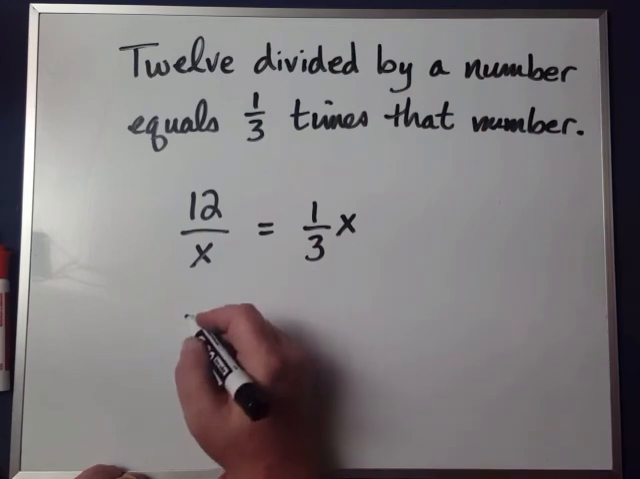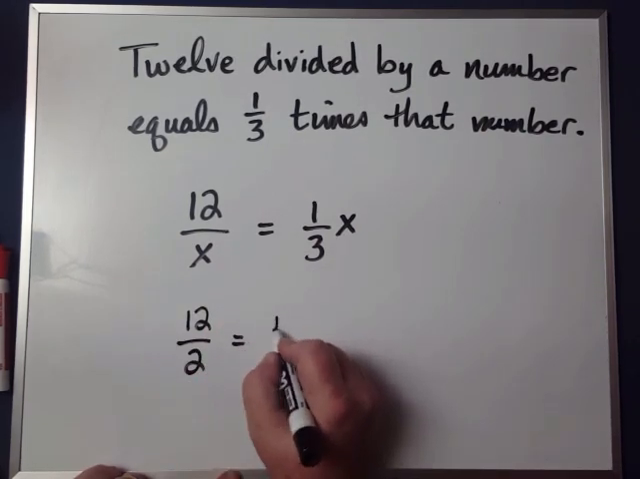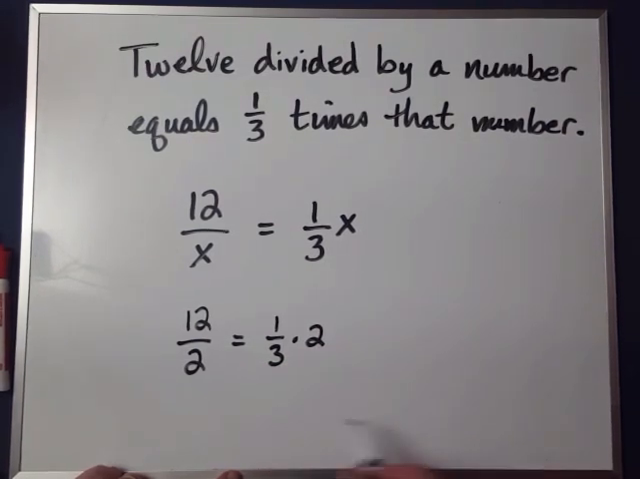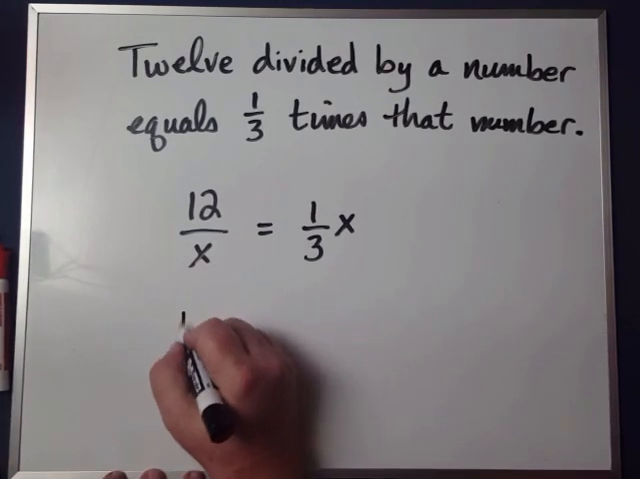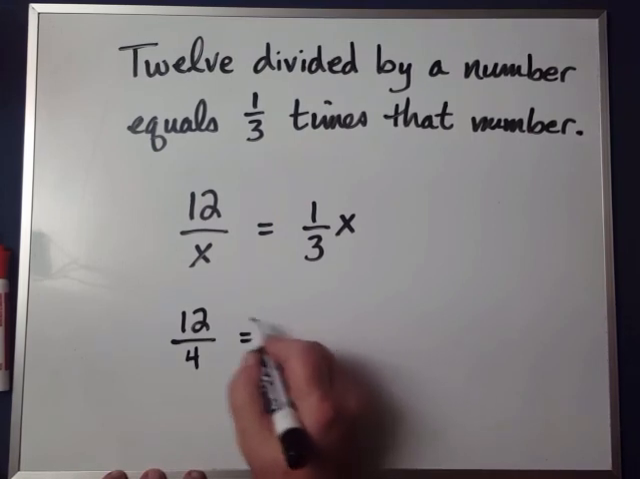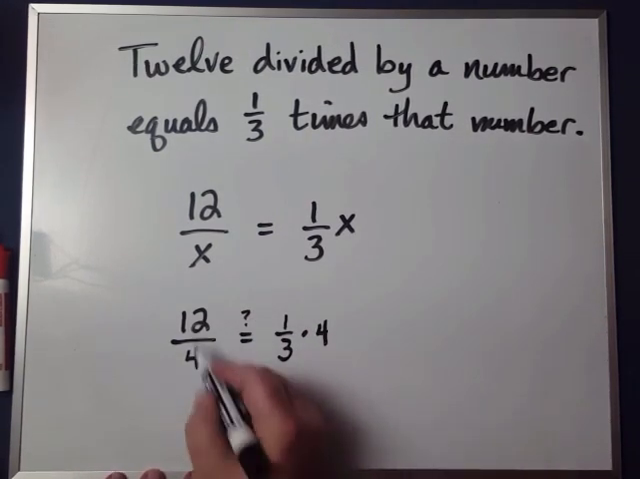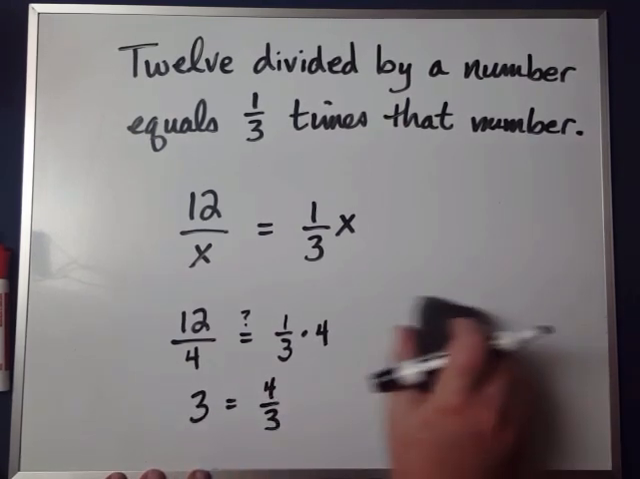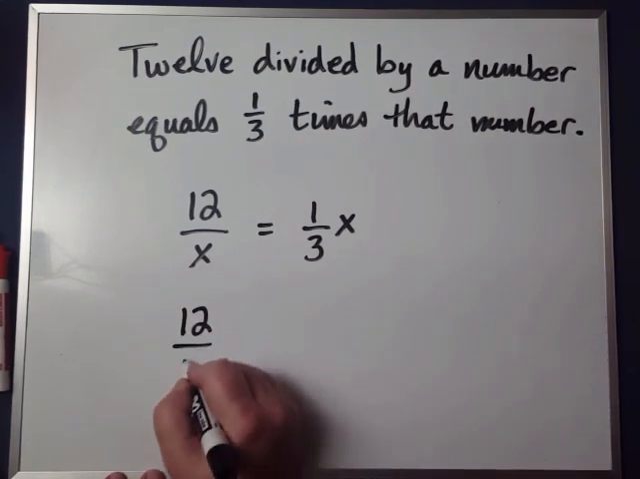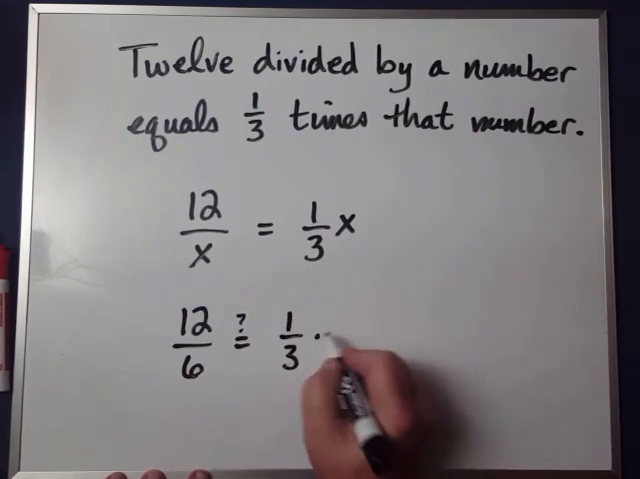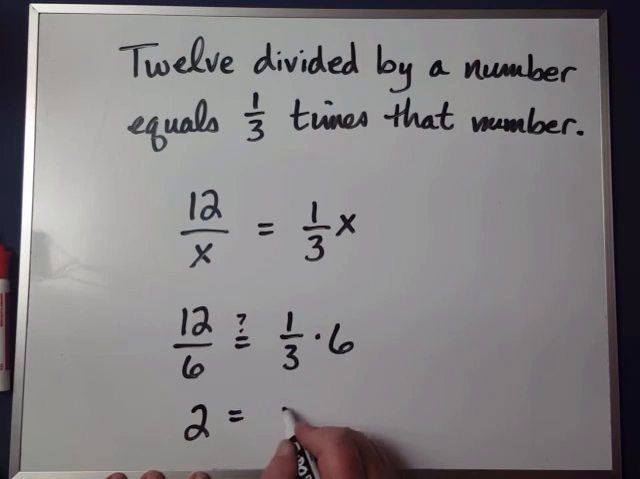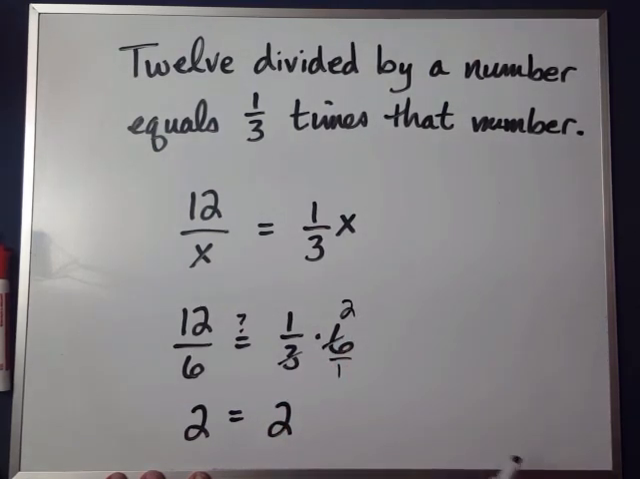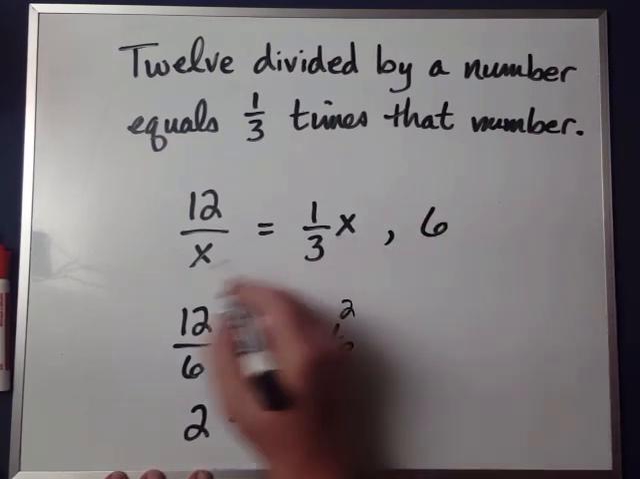If I plug in 2 for x, does that work? That would give me 6 equals 2/3? Nope, the solution's not 2. What about 4? When x is 4, does that work? That would give me 3 equals 4/3. No, 4 is not the solution. Try the 6. That gives me 12 over 6 is 2. 1/3 of 6, however you want to do that, 1/3 of 6 is 2. You might set that 6 over 1 and cross cancel. But either way, that gives me a true statement telling me that the solution to this equation is 6.